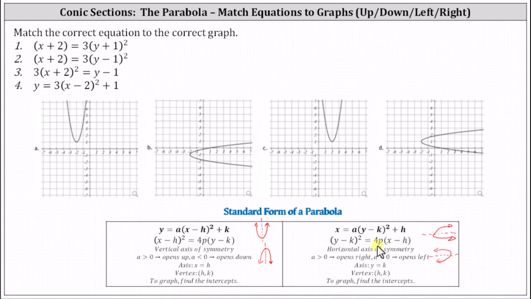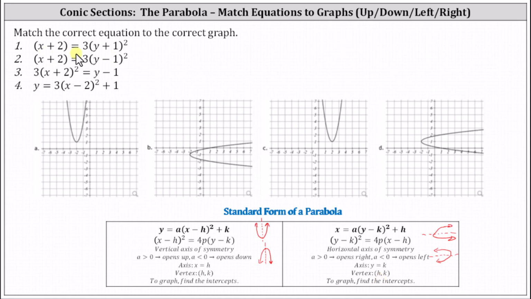So let's write each of the equations in the standard form of a parabola based upon our textbook. Looking at equation 1, because we have the square of y plus 1, or the y part is being squared, we want to write the equation in the form of x equals a times the square of y minus k, plus h. Once we have it in this form, the value of a will tell us whether the parabola opens right or left, and then the point h comma k will indicate the vertex. This information should be enough for us to determine the correct graph.